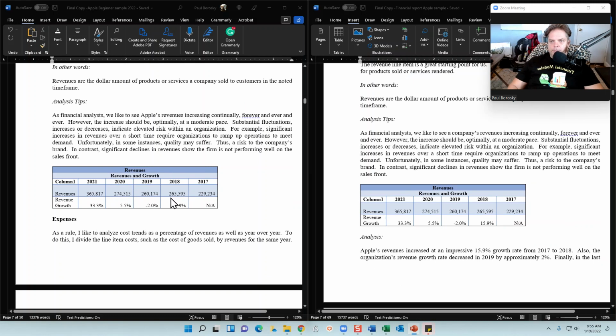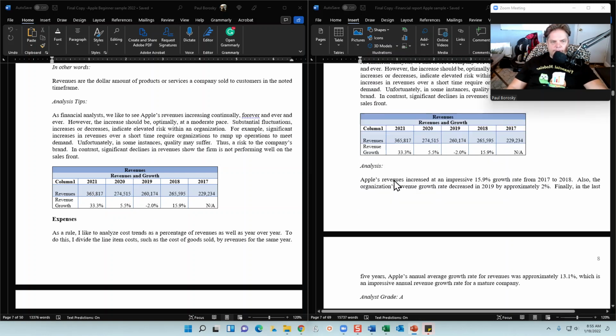That line item is right underneath to give you an idea. When you're doing the analyst tips, you're then able to look at the revenues and compare them to some other line item for the most part. So in this example, I break out the revenues, and then I give you the revenue growth year over year. Now the difference for the financial report comes into the analyst section.